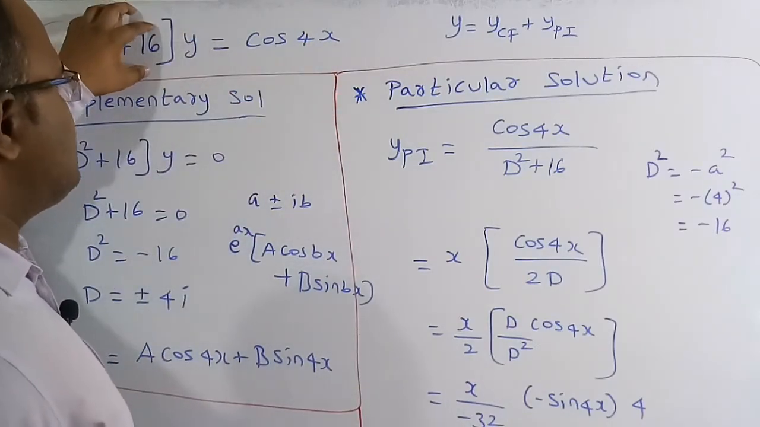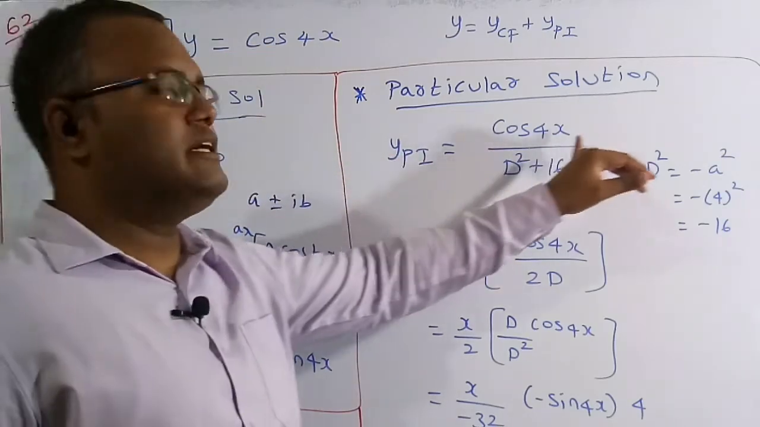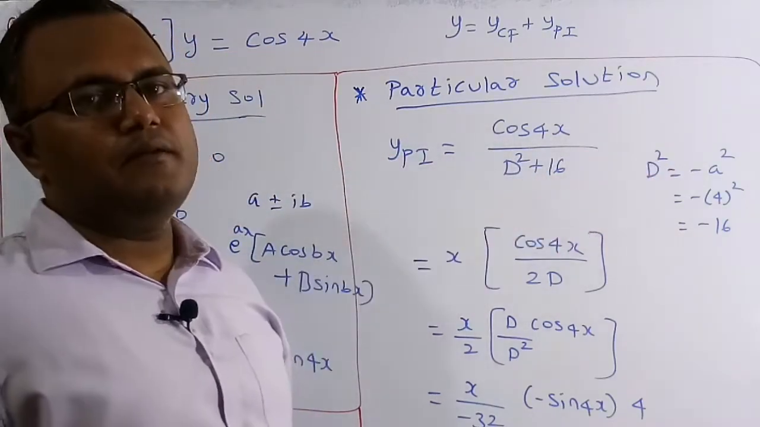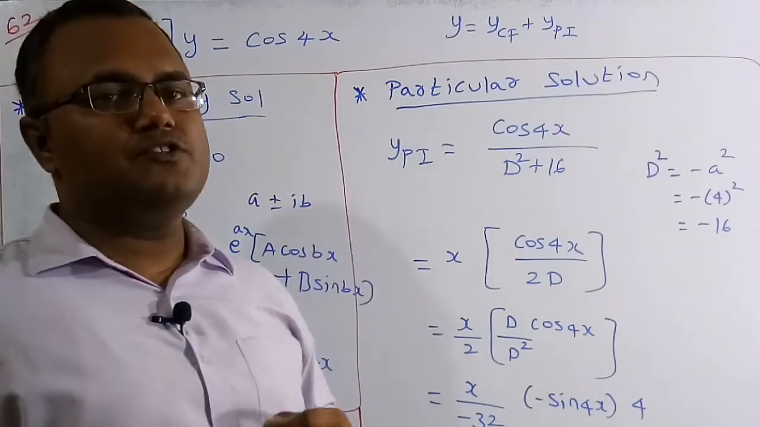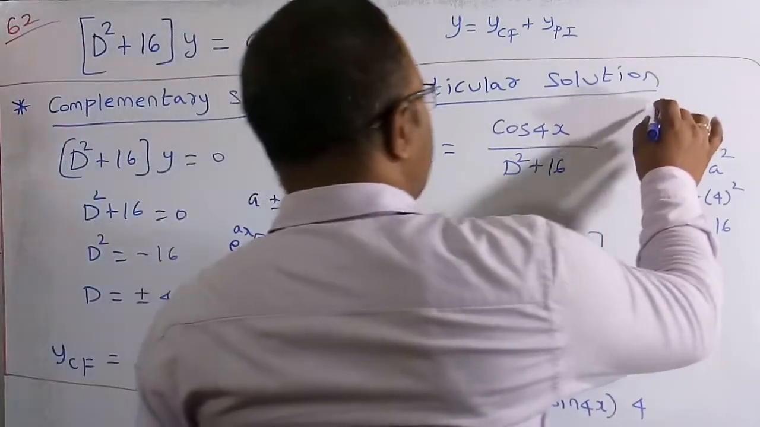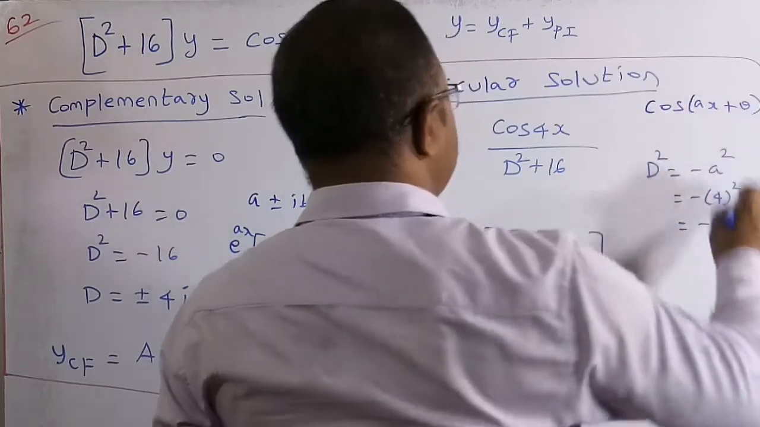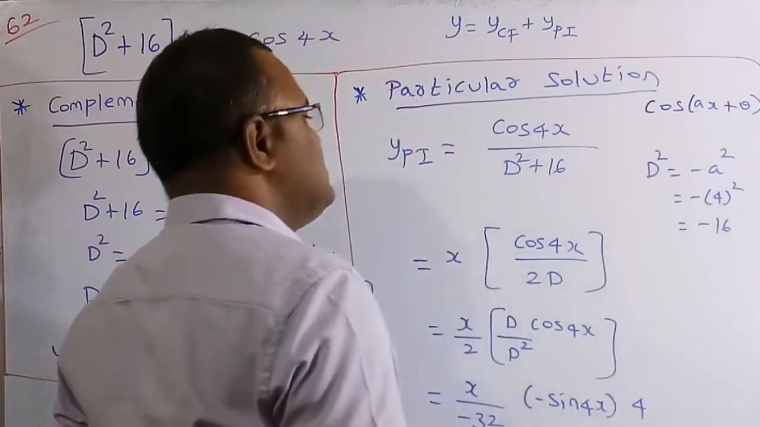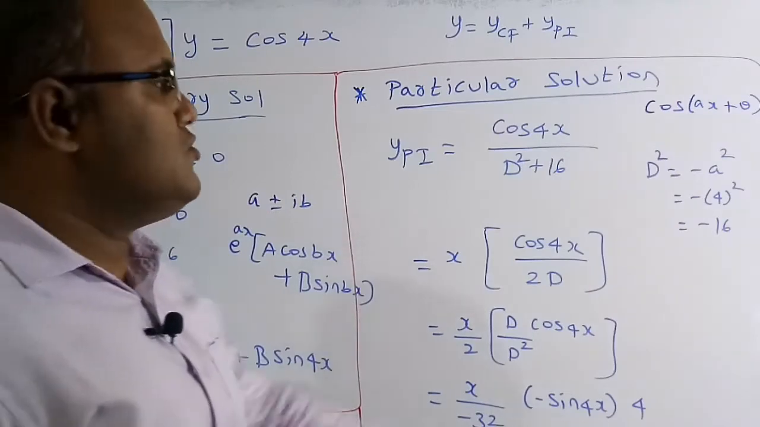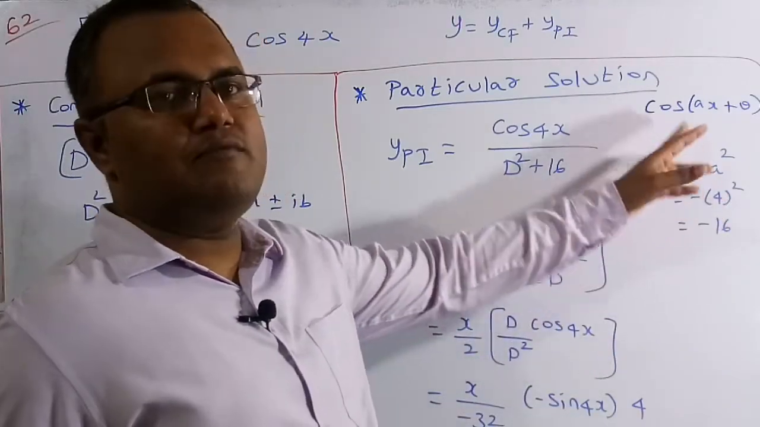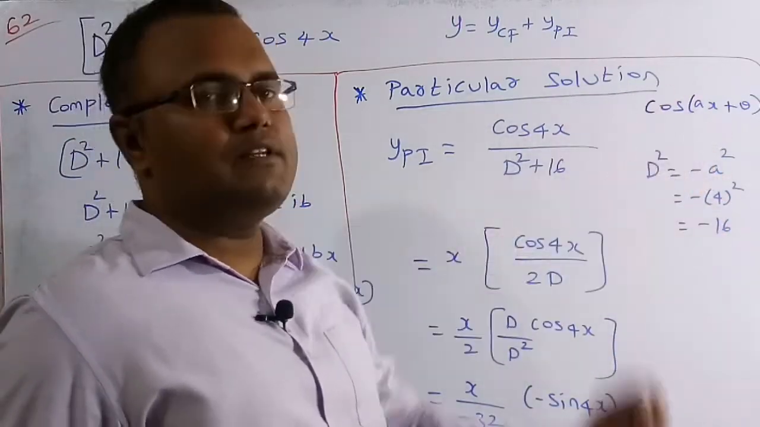I want only the value of y, so I am going to take this part to the denominator. So I am going to get cos 4x by D square plus 16. But whenever the input is a function of cos ax, or cos ax plus some theta, then definitely we have to replace D square by minus a square. Whether it is a sine or cos, we have to go for this process.